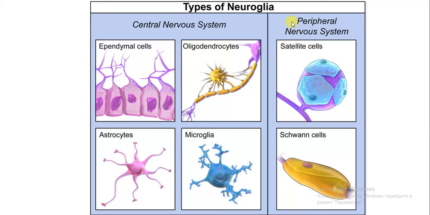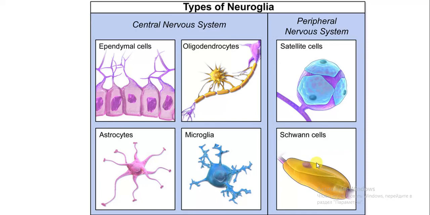Okay, and then in the peripheral nervous system, we have two types of cells: satellite cells and Schwann cells. In most books, satellite cells are also named Schwann cells. But the main difference is that satellite cells are present only around cell bodies in ganglia. But actually, by derivation, it's the same Schwann cell.